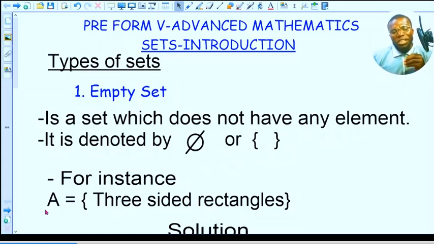Now, for you to understand it well, let us consider the following example. For instance, let's say set A contains three-sided rectangles. That means a set of rectangles which have three sides. Now, is it a real set? Does it exist? Do we have rectangles with three sides?